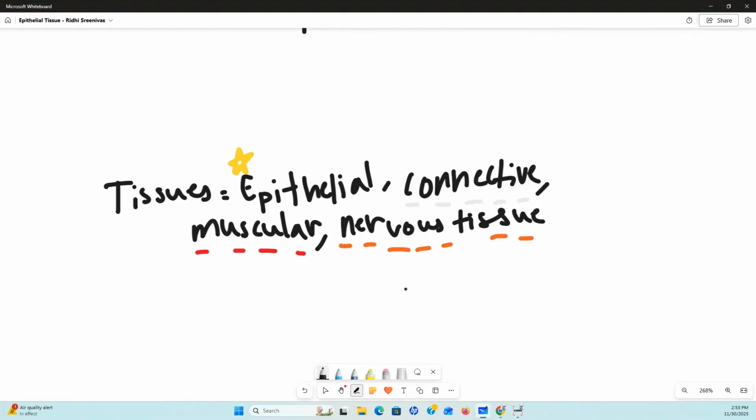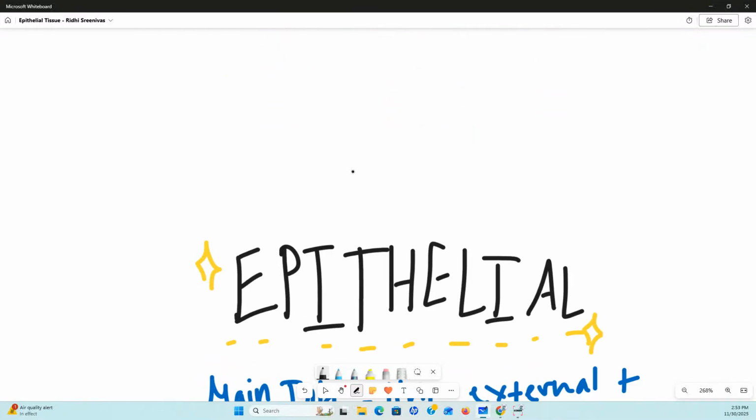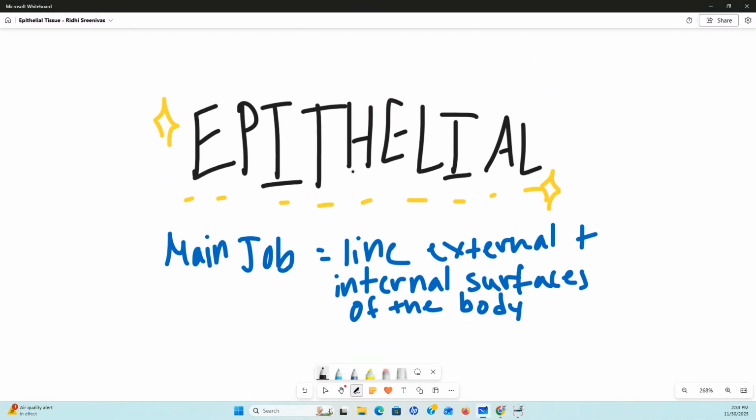But now, there are four main types of tissues found in the body, the four main categories, and there are multiple types of tissues found in each category that you may have already heard about. Like, for example, one type of connective tissue are bones. So, you may have already heard of some of these things, but these are just the main four categories. And they are epithelial tissue, connective tissue, muscular tissue, and nervous tissue. But specifically in this video, we're going to be talking about epithelial tissue.